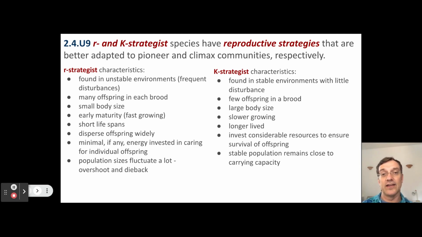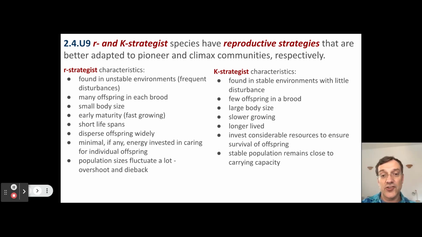The idea is by producing as many offspring as possible, that they kind of overwhelm the predators or the landscape, ensuring that at least a few of those offspring survive. They invest very little, if any, energy in the survival of any one individual offspring.